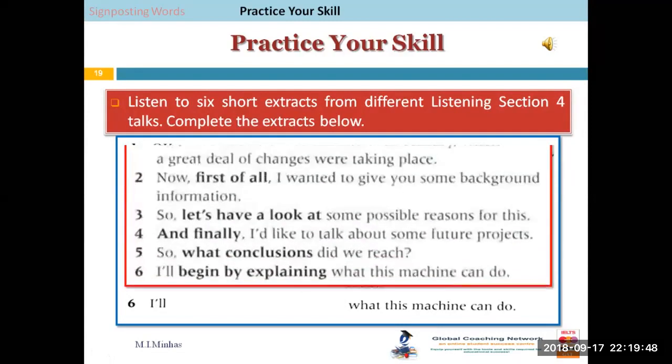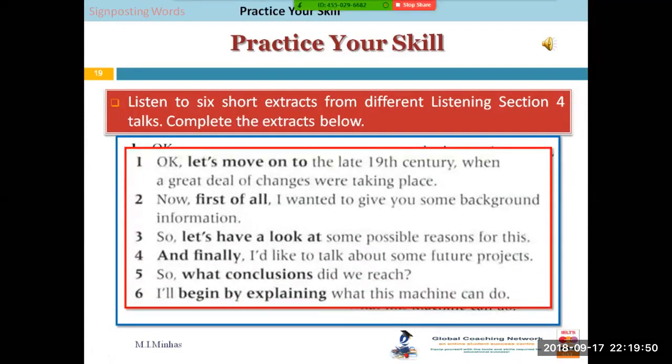Right, now if you see, these are the words, okay, "let's move on to." That means now there's a shift to a new topic. Then "now, first of all," so that is the beginning, right? "Now let's have a look at this." Again, there's a shift in the topic. "And finally," that means it's going to end now. "What conclusion?" Again, conclusions are generally towards the end of the talk. And then "I'll begin by explaining." So this is again the beginning of a talk.